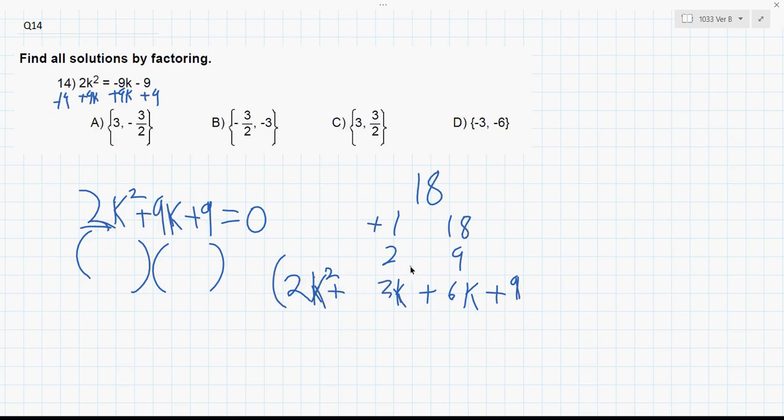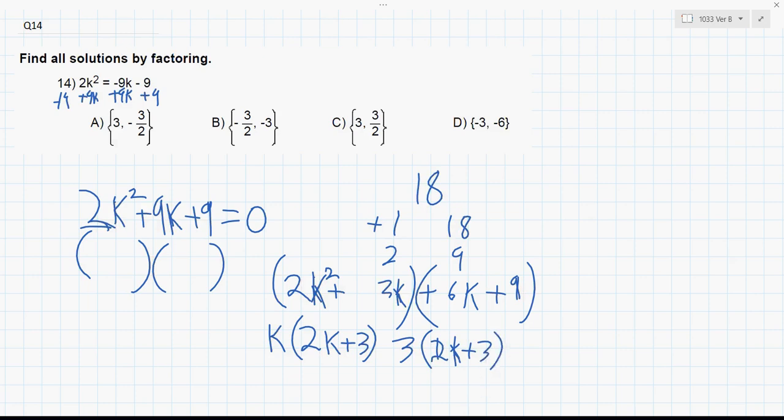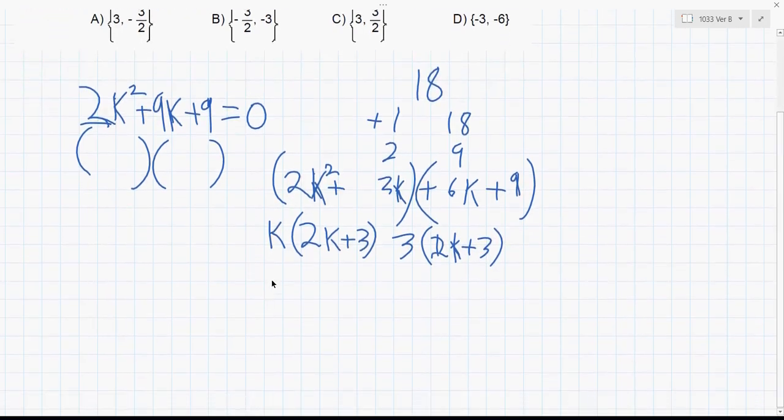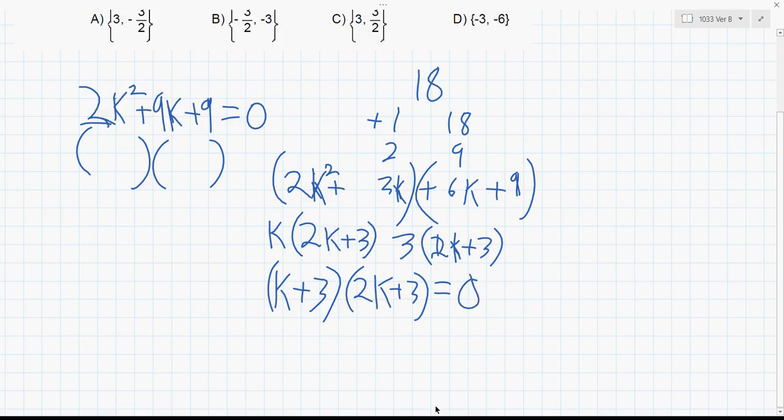At this point, we could do factoring by grouping. We look at the first group and ask, what can we pull out? We can pull out a k value, so the inside will be 2k plus 3. Then we look at the other group and ask what commonality we can pull out. We can pull a 3 out as a common number, so we'll have 3 on the outside and leave 2k plus 3 inside, which gives us k plus 3 times 2k plus 3 equals 0.